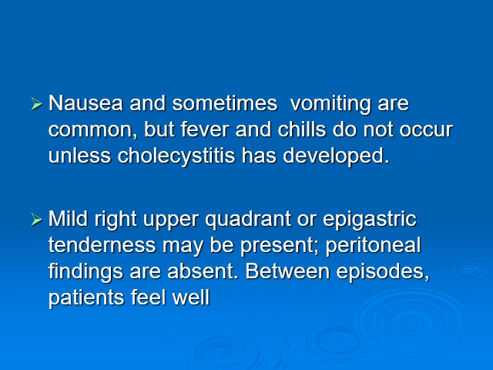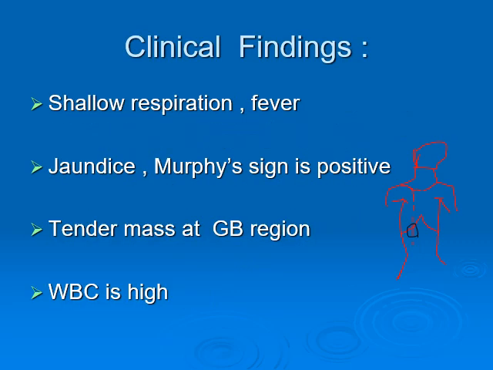But fever and chills don't occur unless cholecystitis has developed. Mild right upper quadrant or epigastric tenderness may be present. Peritoneal findings usually are absent, and this is important to differentiate between acute cholecystitis and other abdominal emergencies. You should know that signs of peritonism include tenderness and rebound tenderness. Rebound tenderness is not seen in cases of acute cholecystitis, as it is not an acute abdomen.